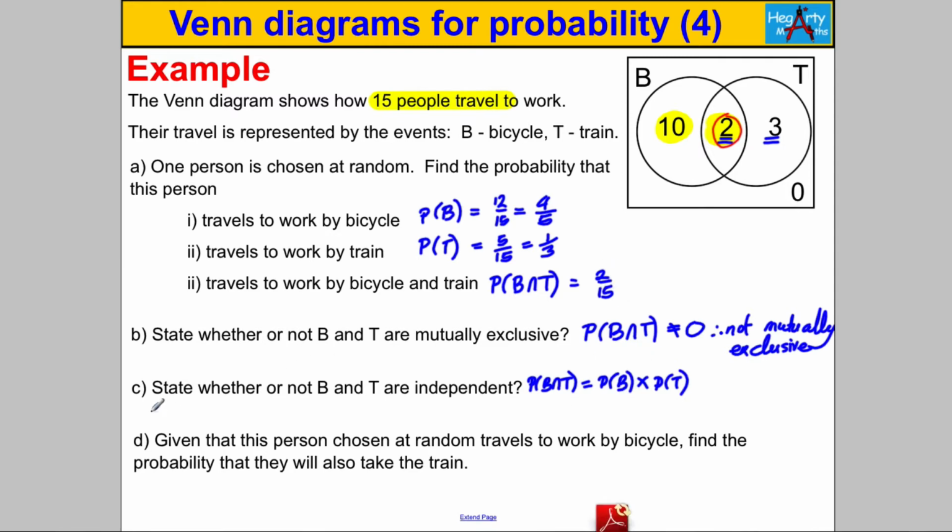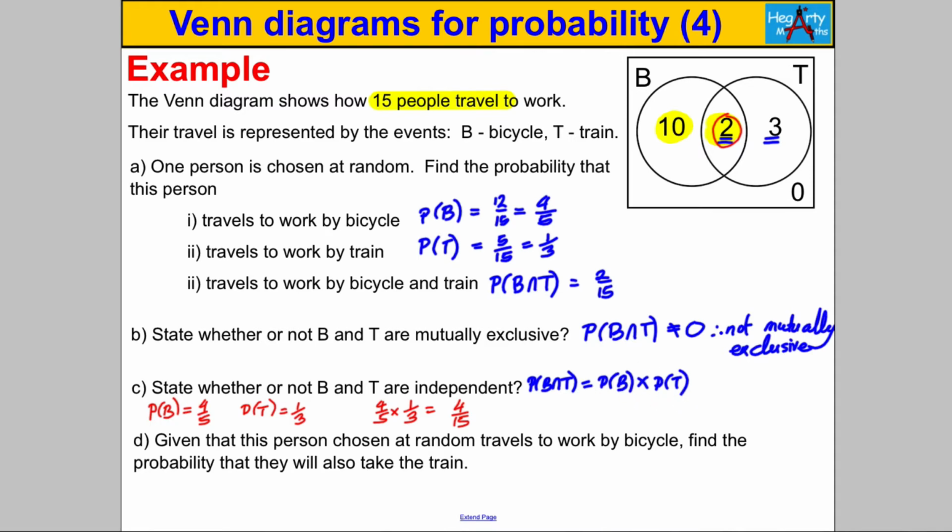So let's do some work over here. The probability of B, we know, is equal to 4/5. We've done that. The probability of T, we've done that as well, is equal to 1/3. And we know that 4/5 multiplied by 1/3 will actually be 4 out of 15, which doesn't simplify. Now that is not equal to 2 out of 15. Okay, so therefore we can say they're not independent.